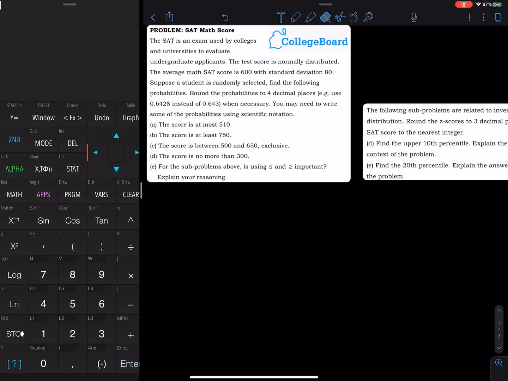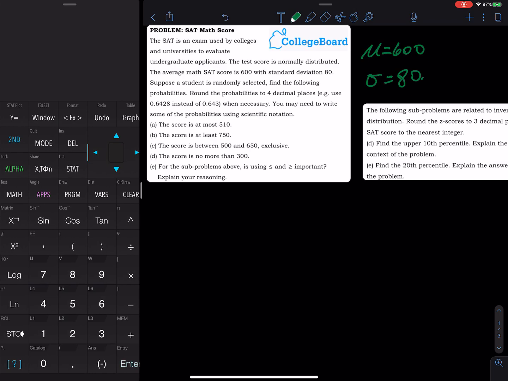Okay, in this video, I am going to give you two example problems. The first one is SAT score. The SAT is an exam used by colleges and universities to evaluate undergrad applicants. The test score is normally distributed. The average math SAT score is 600, so mu is equal to 600, and the standard deviation is equal to 80.